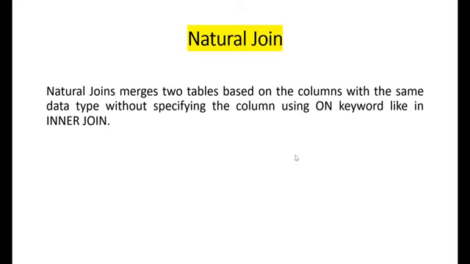For natural join, natural joins merge two tables based on the columns with the same data type, without specifying the column using the ON keyword like in inner join. As we have seen in the inner join, we have to specify the column that we want to use to join the two tables. Whereas for natural joins, it will be done automatically and it will choose the columns with the same data type. And we'll understand that better when we go to the hands-on.